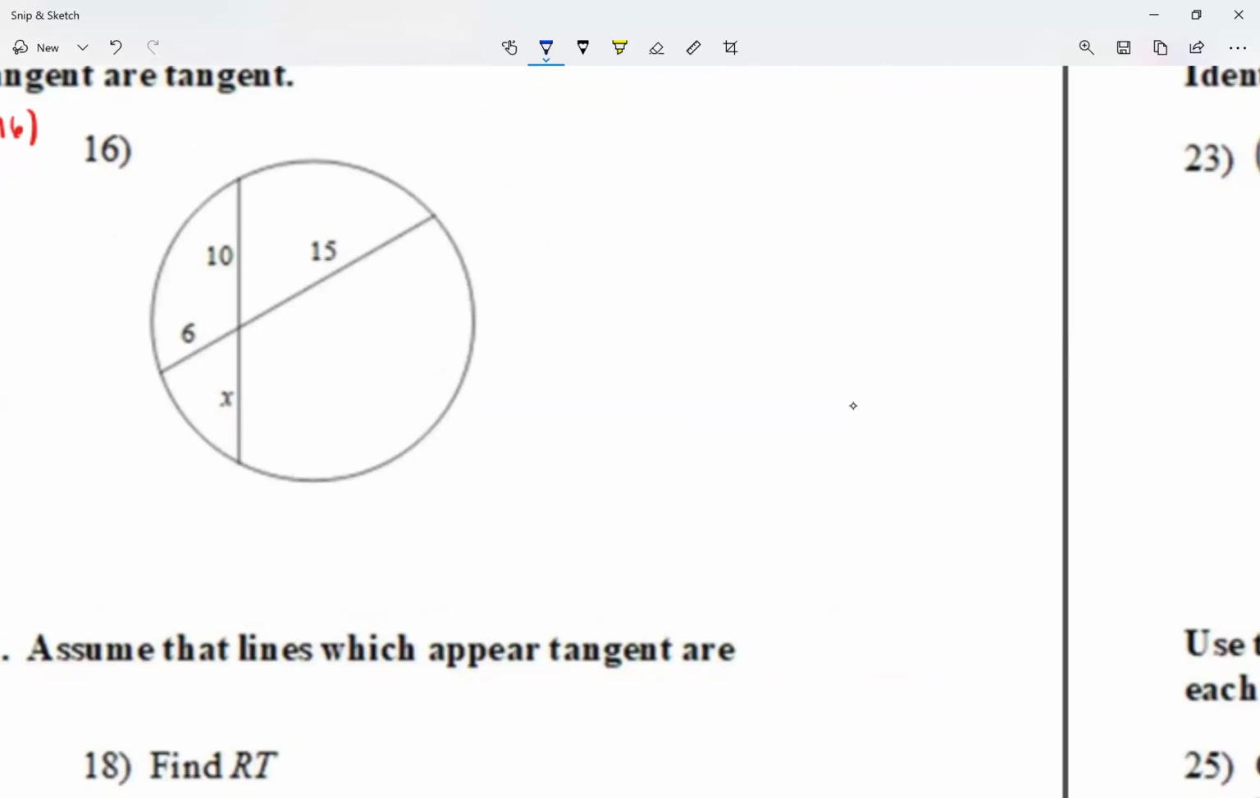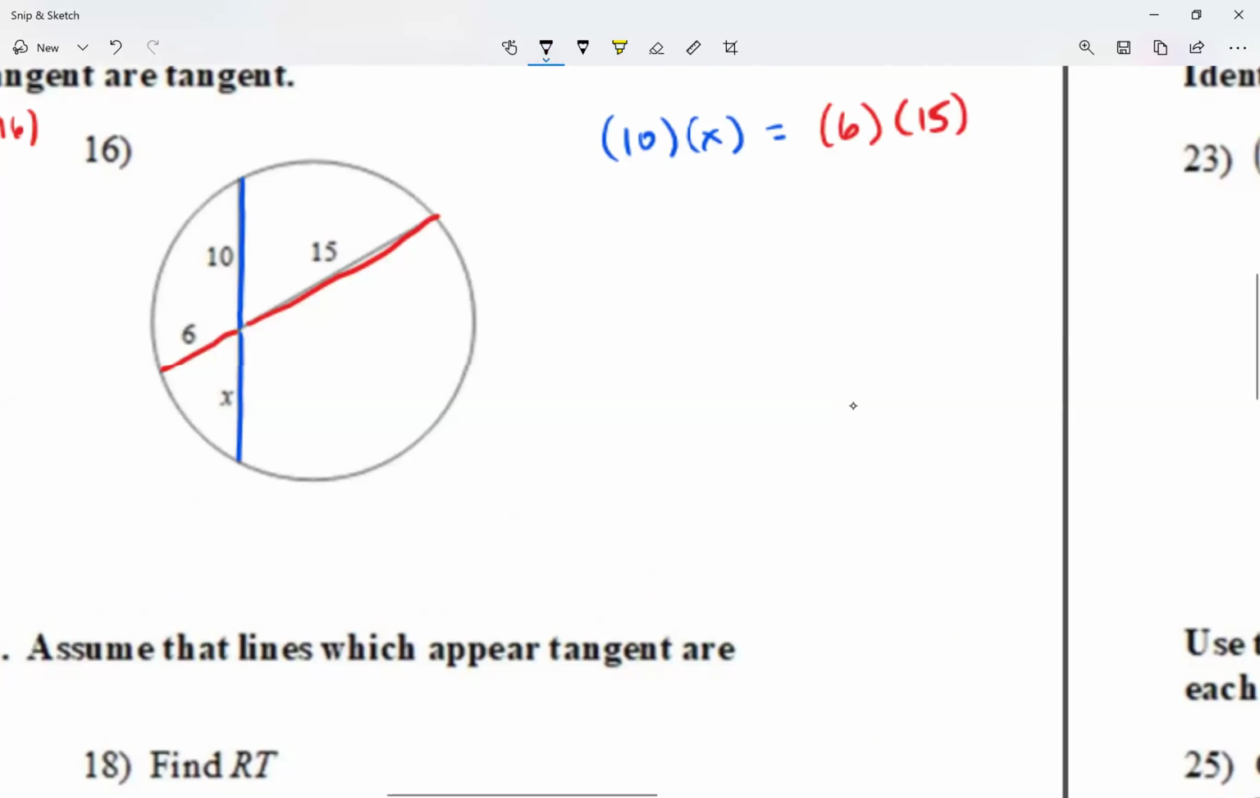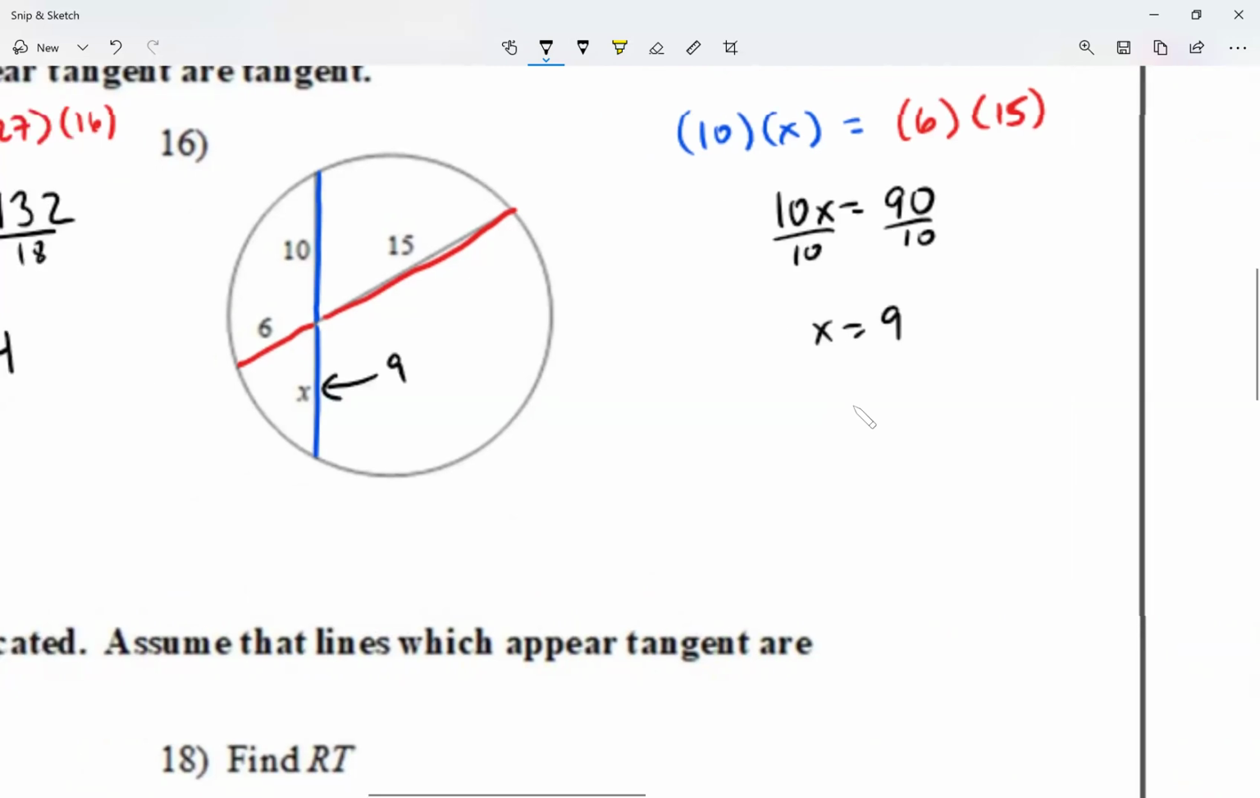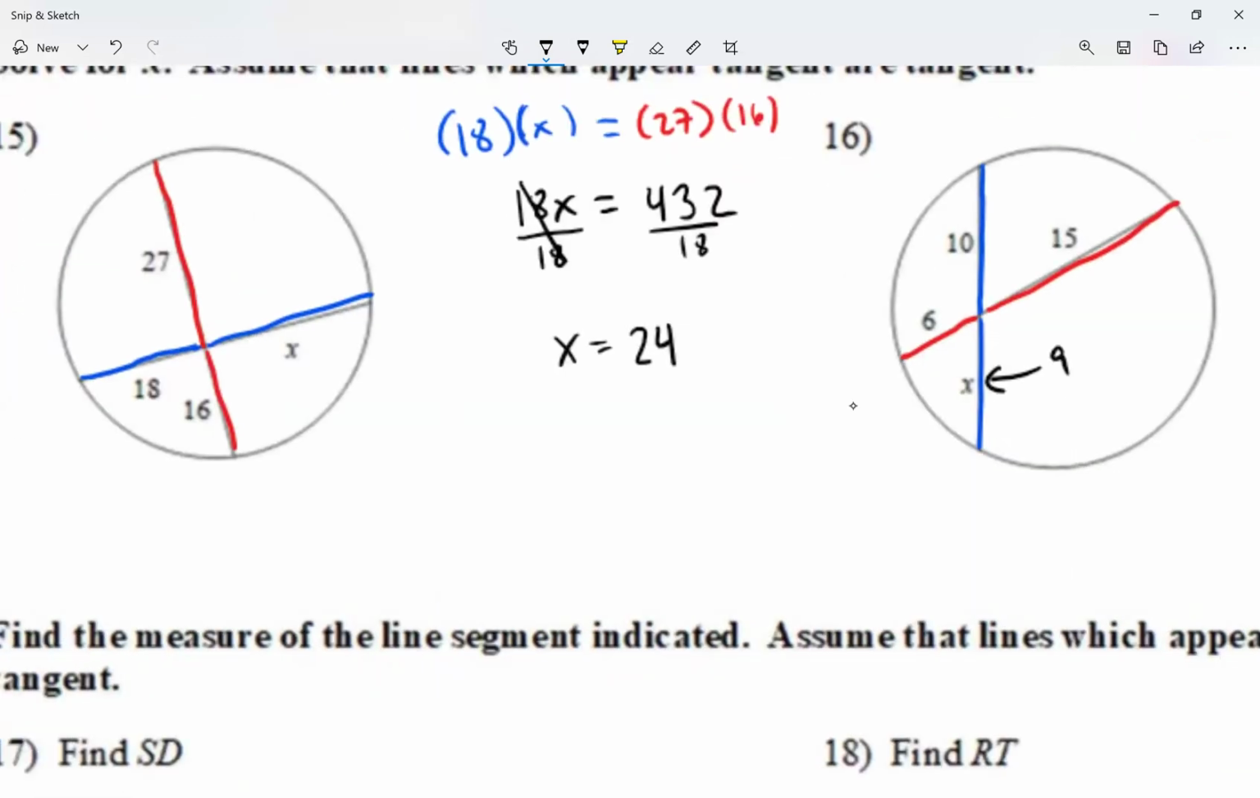So I'm looking at one chord. It's made by the measurements 10 and x. So I'm just going to go 10 times x equals the other chord, which is made by the measurements 6 and 15. So I'm going to go 6 times 15. So on the left side, 10 times x, it's going to be 10x. On the right side, 6 times 15, that's 90. So let me divide both sides by 10. So x is equal to 9. So this measurement, this part right here, it is 9. On question number 15, I forgot to mention, this measurement is 24.